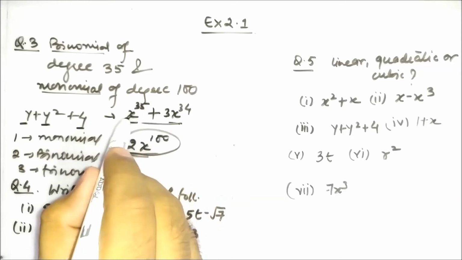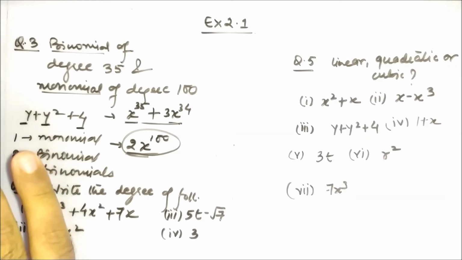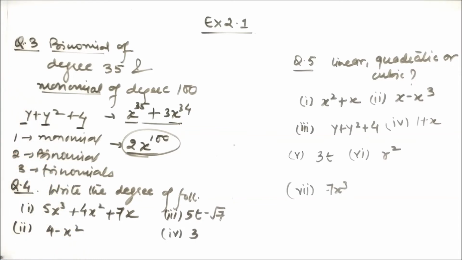It is a binomial of degree 35. Okay. So I hope you understood. There are infinite examples possible. You just have to give one example.